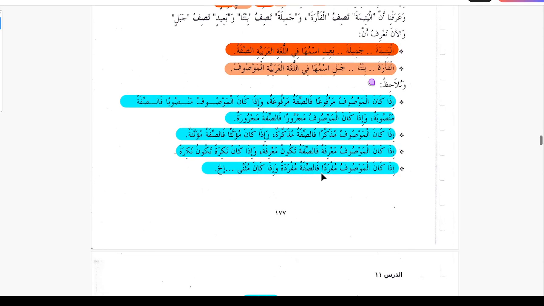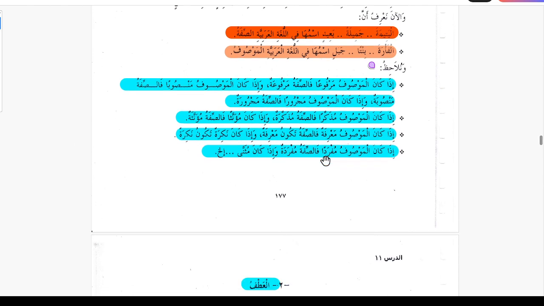And when the mawsuf is mufrad, the sifa is mufrad, or musanna, or plural. So in other words, the sifa will follow its mawsuf in its status, like if it's rafa, nasab, jar. If it's masculine, then it's going to follow the gender of the mawsuf. If the gender is masculine, the sifa is masculine, and feminine for feminine.